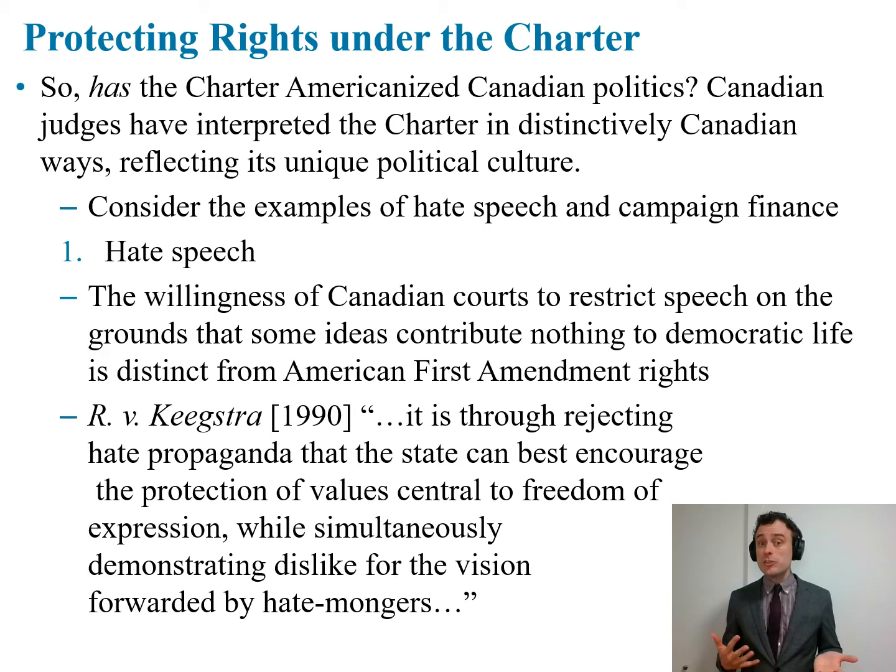And so we see here that Canadian courts are much more likely to limit free speech, at least in ways that limit hate speech, than American courts. And so the power of judicial review did not produce the same outcome, but different interpretations of laws that limit free speech on the basis of spreading hate.